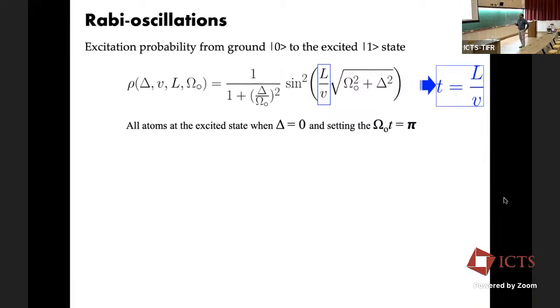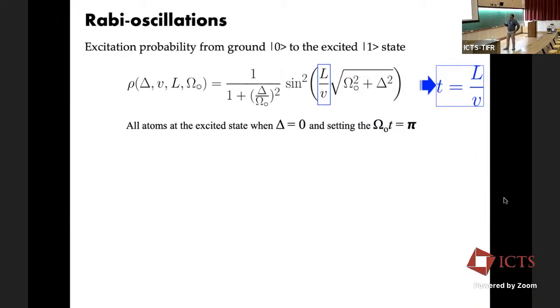It's like 1 over 1 plus (delta over omega 0) squared, times sine squared of the interaction time, L by V, times the square root of omega squared plus delta squared. So if delta is 0, you can get the maximum of it. But the point is, let's say the condition when delta is 0, then this omega 0 t, so it goes out of the square root, so then omega 0 and this L by V is the quantity t.